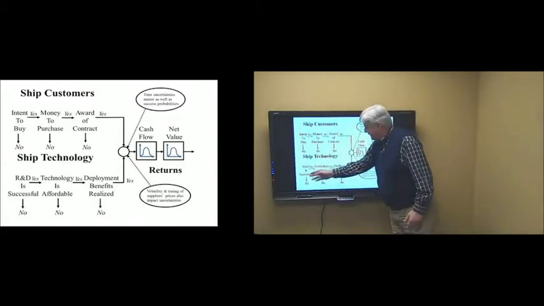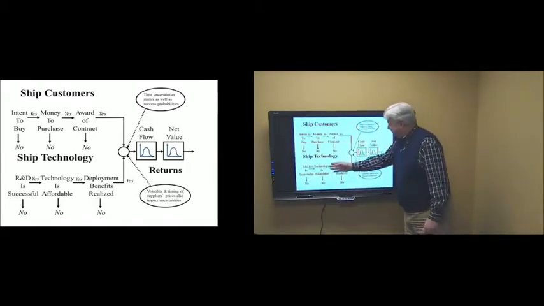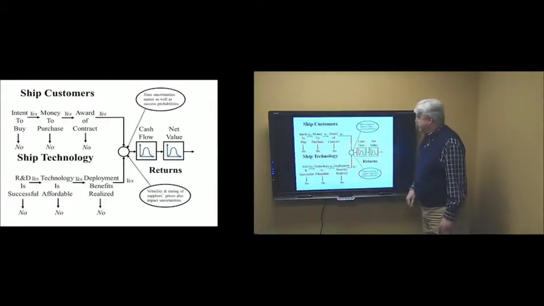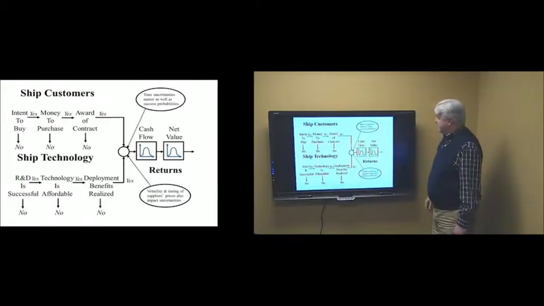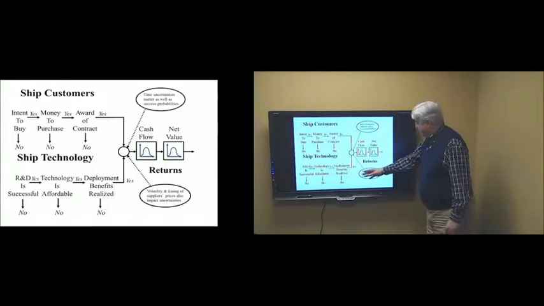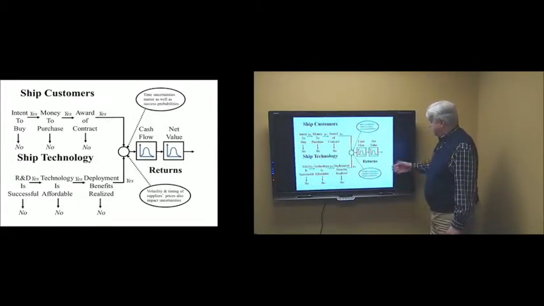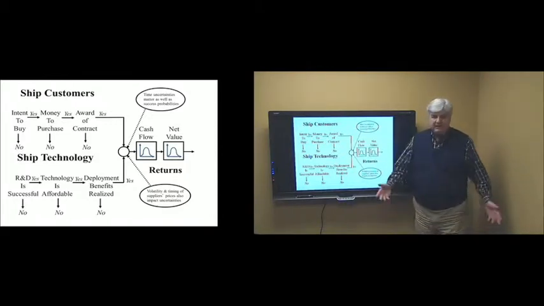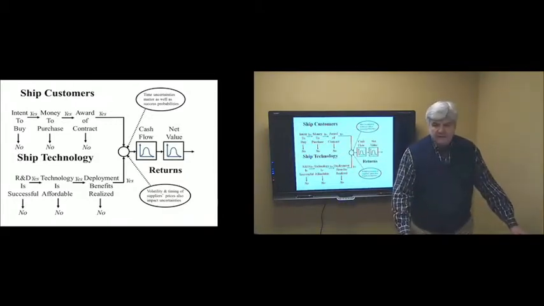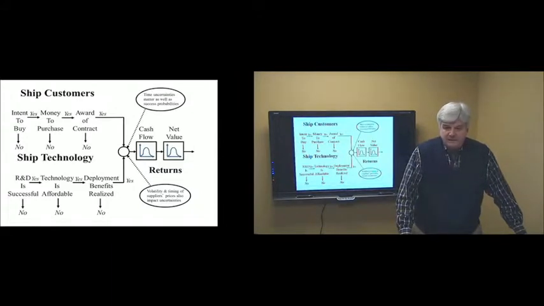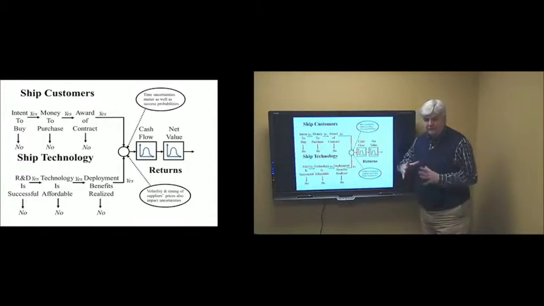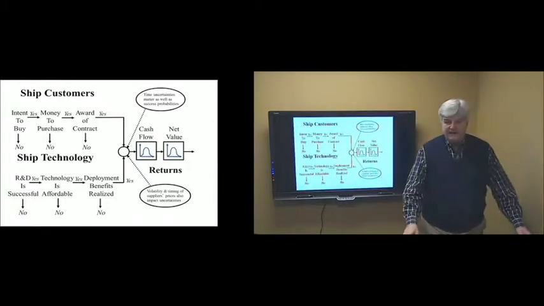Then the ship technology side, is the R&D successful? Is it affordable? When it's deployed, does it perform as it did in the lab? All those uncertainties come together in the ship production process. We have time uncertainties as well as success probabilities, and we have volatility of timing, suppliers' prices, labor prices, etc. And it leads to some probability distribution of net value. So the concern of the decision maker in this case would be not only with the mean of this distribution, but with the variance. How much uncertainty do I have?